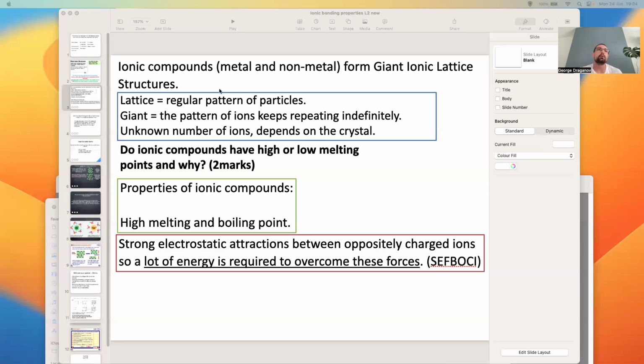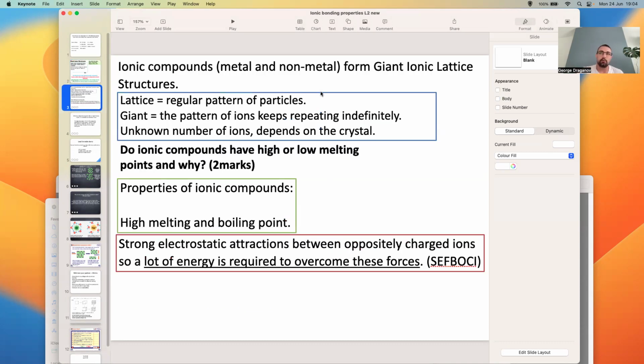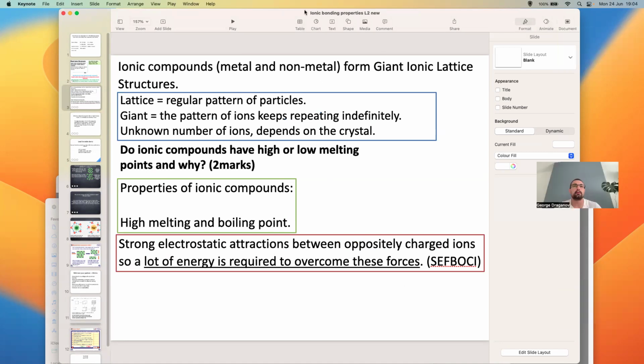Today's lesson, we're going to look at giant ionic structures. So remember, ionic compounds are made from a metal and a non-metal, and they all form a giant ionic lattice or a giant ionic structure. So we need to look at what these words mean. Very important in chemistry is that you learn your structures. So you have your giant ionic lattice.